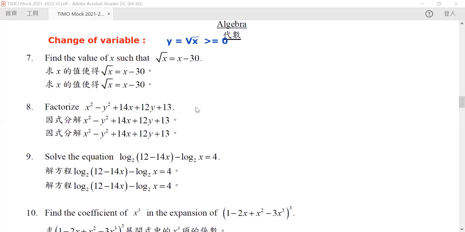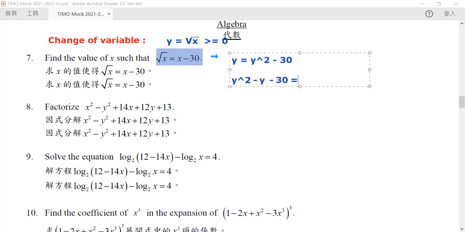Now, if that's the case, let us rewrite our equation. Our equation now becomes y is equal to y squared minus 30. Because y is equal to the square root of x, y squared is equal to x. Or in other words, we can rewrite it as y squared minus y minus 30 is equal to 0. This quadratic equation can be factorized into the following form: y minus 6 times y plus 5.